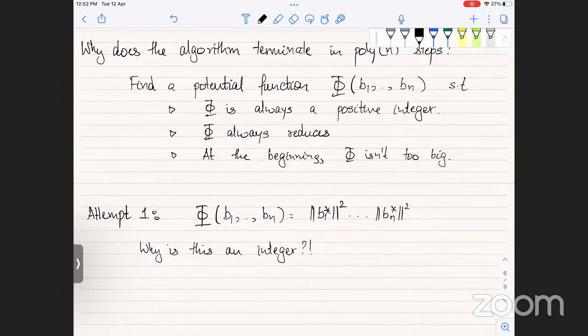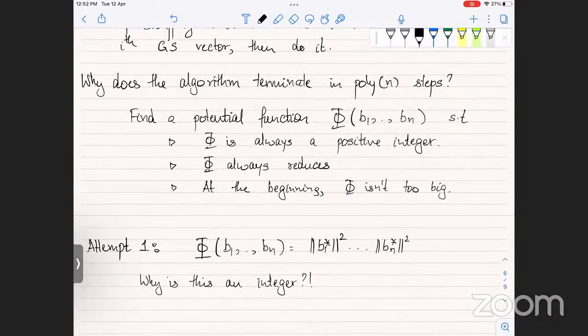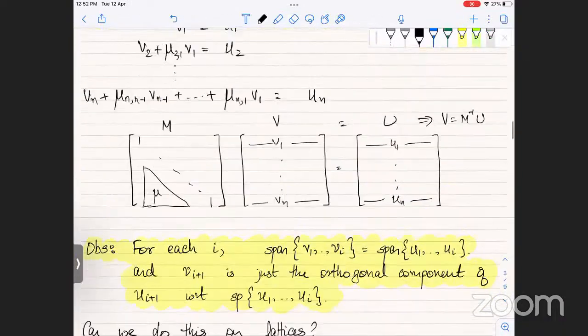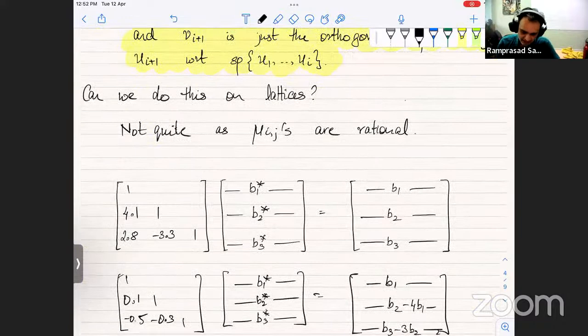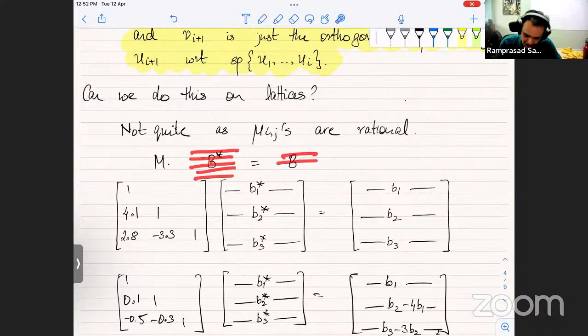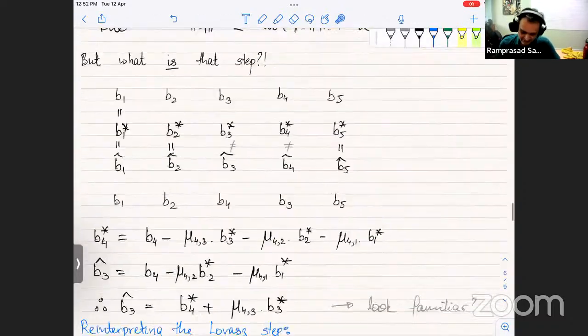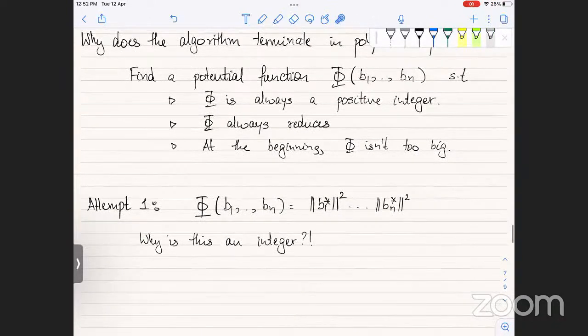Can you go to the process? Sorry, which process? The Gram-Schmidt process. Yes. So this is what you in general have. You have an equation of the form M times B star equals B, where B star refers to putting all the vectors as rows. Suppose you looked at B star transpose. What would you get?